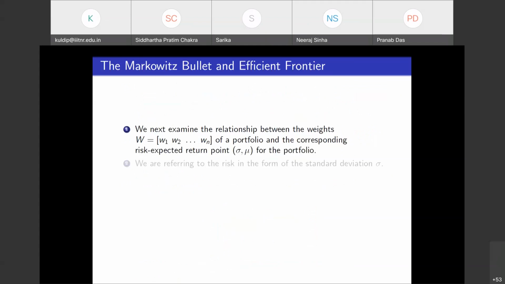Now this brings an efficient frontier. From a mathematical point of view, this is the relationship between these weights W1 to Wn of a portfolio to the corresponding points mu, sigma, mu for a portfolio. So what do I mean by this?